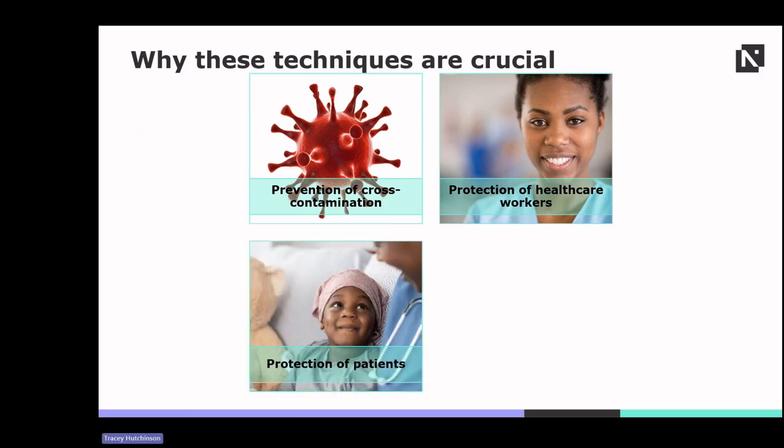Protection of patients. Implementing these techniques safeguards patients from healthcare-associated infections. By maintaining high standards of hand hygiene, using appropriate PPE, and safely disposing of sharps, the transmission of pathogens from healthcare workers to patients and vice versa is minimised.